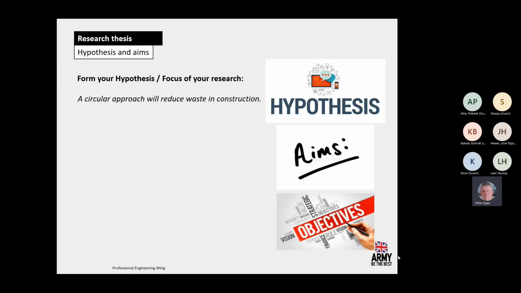So let's look at your hypothesis and your aims. Well, there's the stuff you're going to talk about in your introduction. So you're going to form a hypothesis based around your question. So you set your question, you've narrowed down right into the area, and what you're going to say is this approach, doing this, will cause this, right? Which will answer my question. Okay, so a circular approach will reduce waste in construction. I've stated it. That is my hypothesis. I have stated that as if it's fact, right? And you're going to prove or disprove that hypothesis in your research.